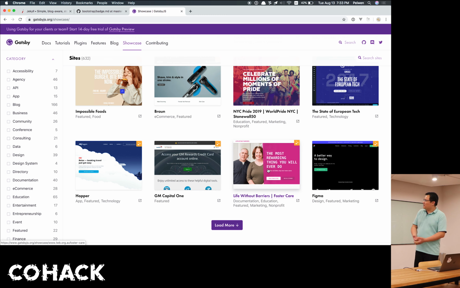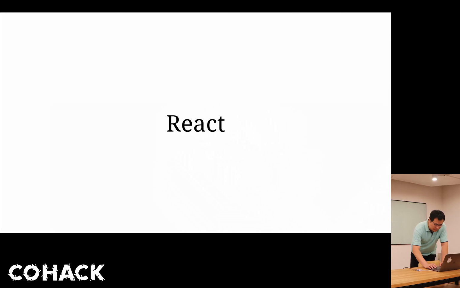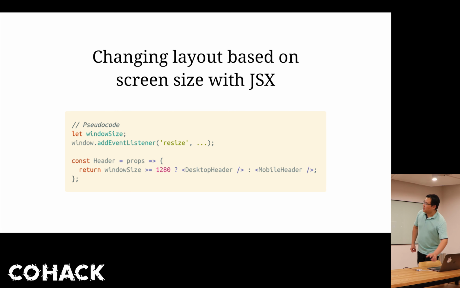I'm going to introduce two important features of Gatsby. The first one is that Gatsby uses React. Using React is actually using JSX versus a template engine. Liquid is used by Jekyll. So you can see the syntax is okay. Some people don't like JSX, but I don't understand because I'm a big fan of JSX, and JSX can do one thing that any template engine cannot do: it can dynamically change the layout based on screen size. So this is just one example.